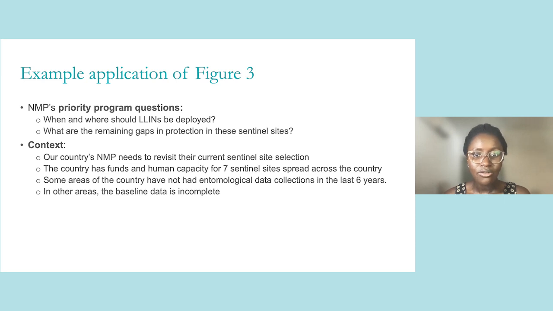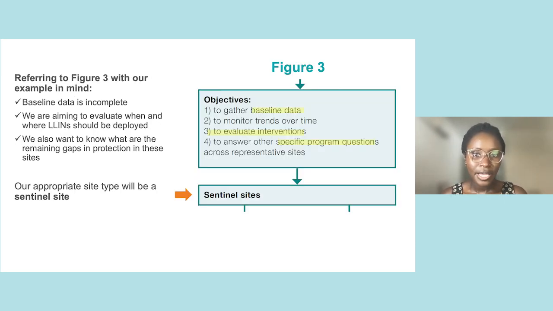Let's use Figure 3 to help us select these 7 sites. Using the first step in Figure 3, we can confirm that we are indeed seeking to select sentinel sites. We know that baseline data is non-existent or incomplete. We are aiming to evaluate when and where LLINs should be deployed. And finally, we seek to describe the remaining gaps in protection. Therefore, sentinel sites are the right site type for the NMP's program objectives.